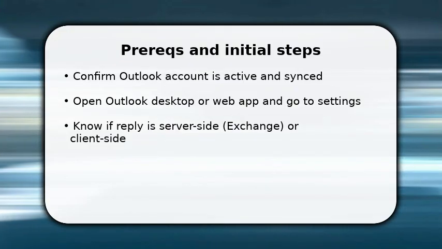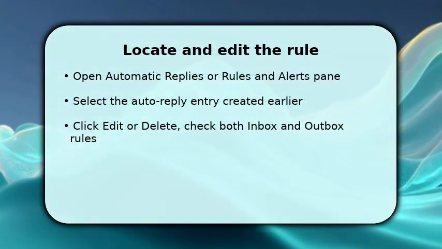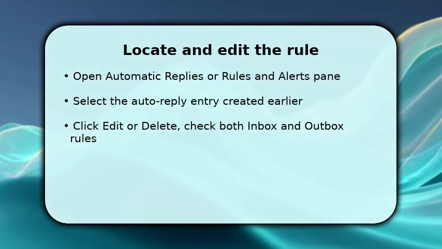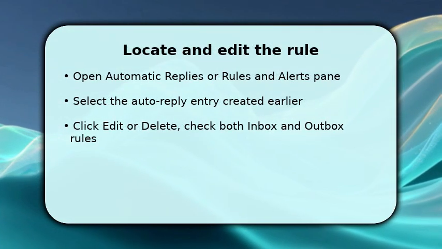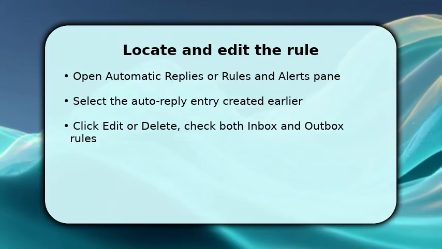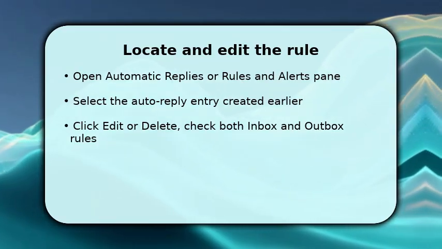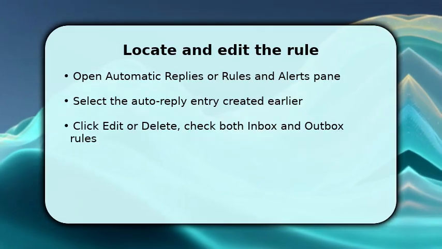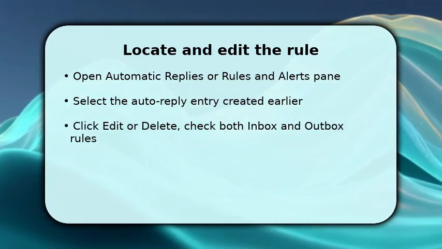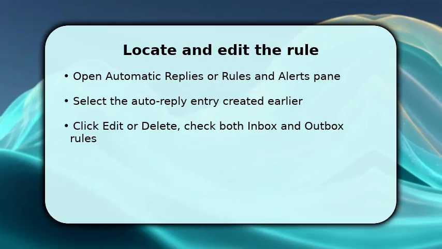Why it matters is simple. Server-side replies need server access, while client-side only fires when Outlook is open. Now, locate the specific automatic reply entry. In Outlook Desktop, choose File, Automatic Replies or Home, Rules, Manage Rules and Alerts. In Outlook Web, go to Settings, View all Outlook settings, Mail, Automatic replies or Rules.